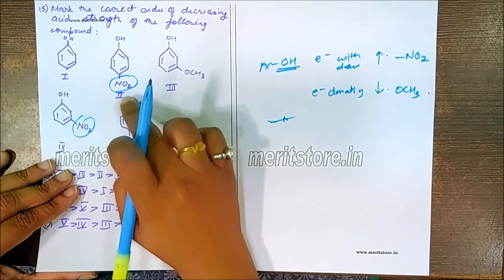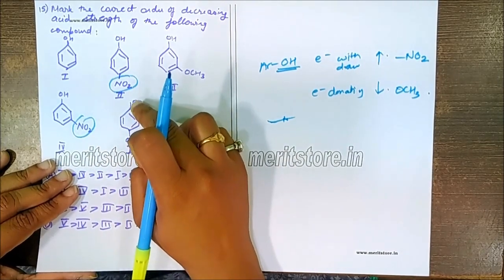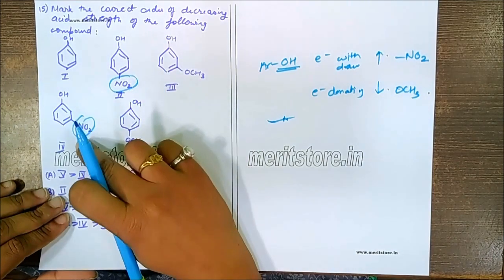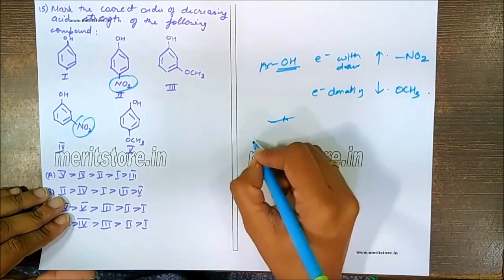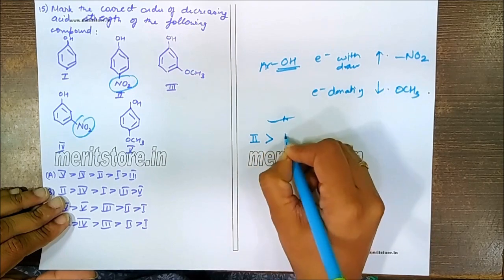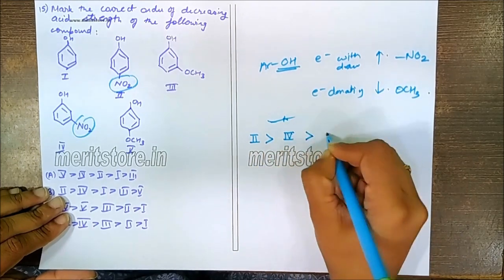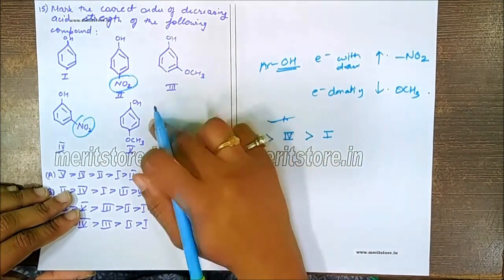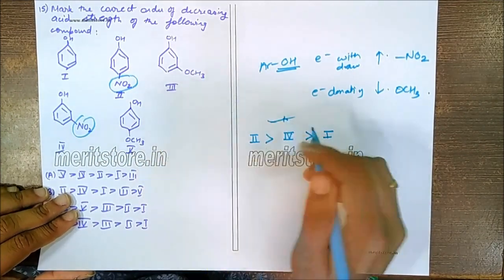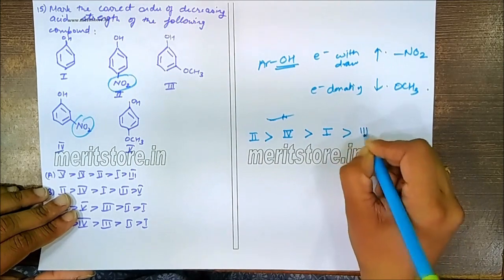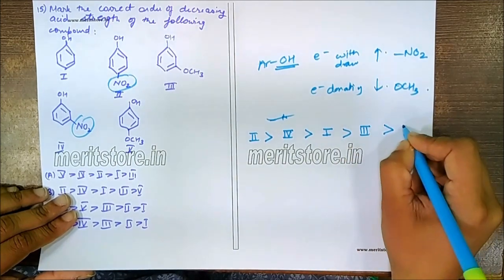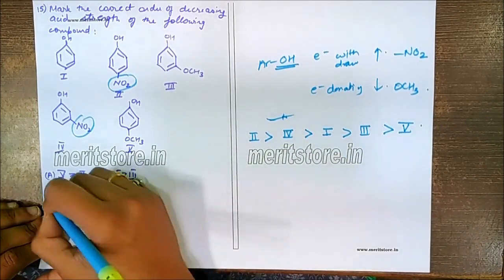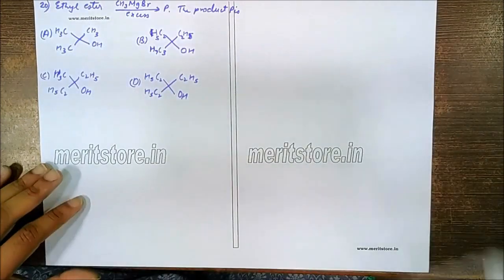So in case of the two, the one which is at the para position will have more effect compared to the ortho position, meta position. So 2 will have more acidic nature compared to 4. Then we'll have 1 which is having no effect of any substituent. But in case of methyl again, the 3 at the meta position will decrease it more compared to the 5th one. So this is the decreasing order. So we are expecting option B in this.